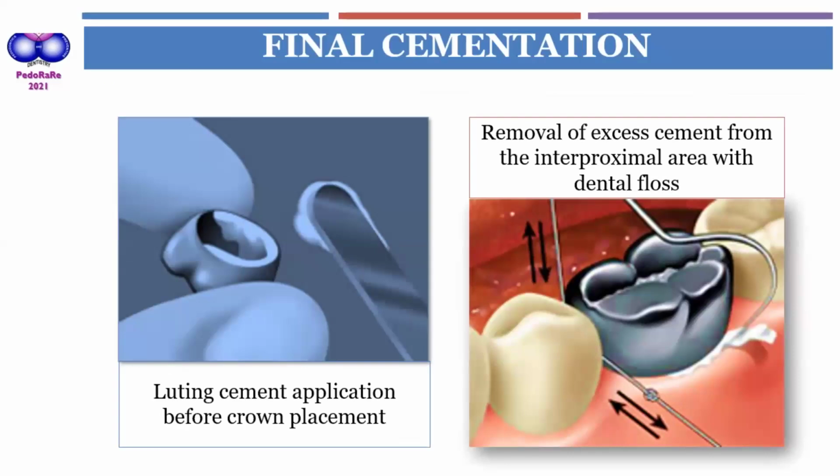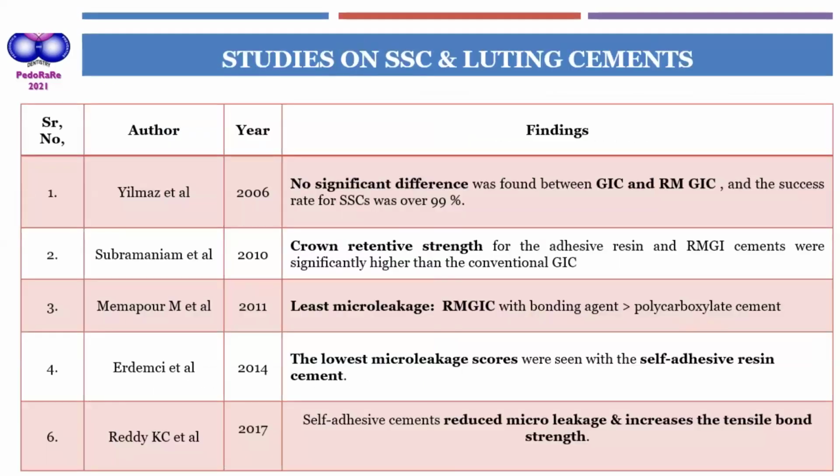So how much luting cement should be taken? So this is also an empty one. Usually we take around two-thirds or half of the luting cement onto the crown, and we definitely make sure that once it is placed, we remove the excess and floss the area. Now there are so many studies on stainless steel crowns and luting cements from way back.